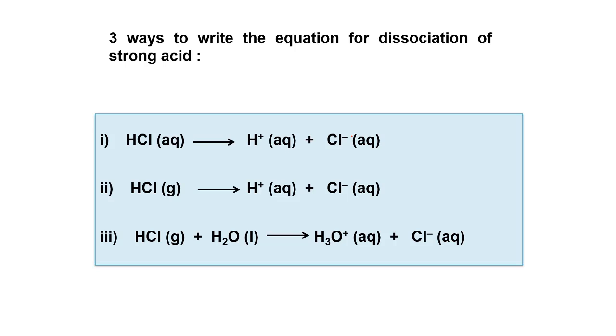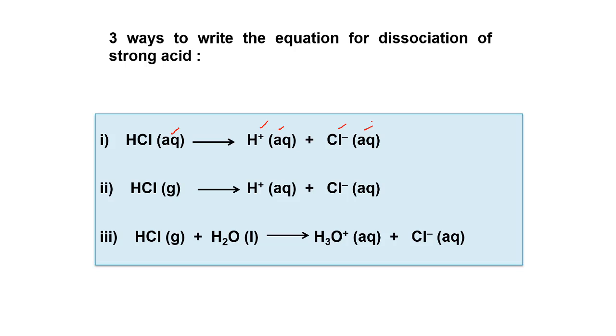Okay, next. 3 ways to write the equation for dissociation of a strong acid. 3 ways to write the equation for the dissociation of a strong acid in water. Okay, the first one, if we do not want to use the water molecule, we can write like this. Hydrochloric acid, which must have the aqueous phase, dissociates in water, forms hydrogen ion, aqueous, and chloride ion, aqueous.